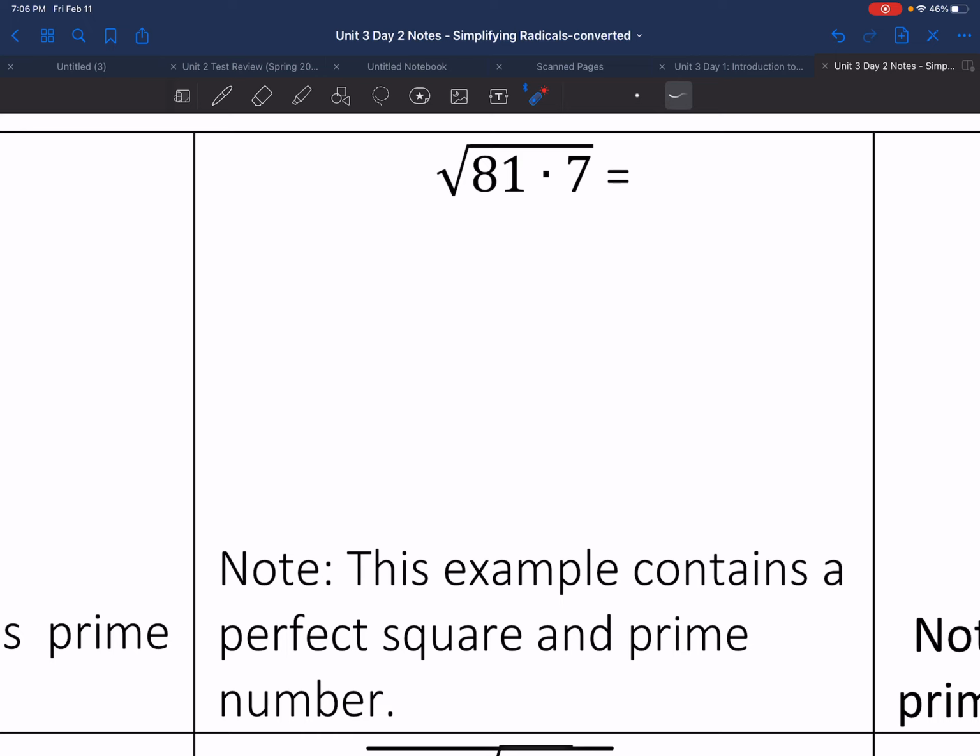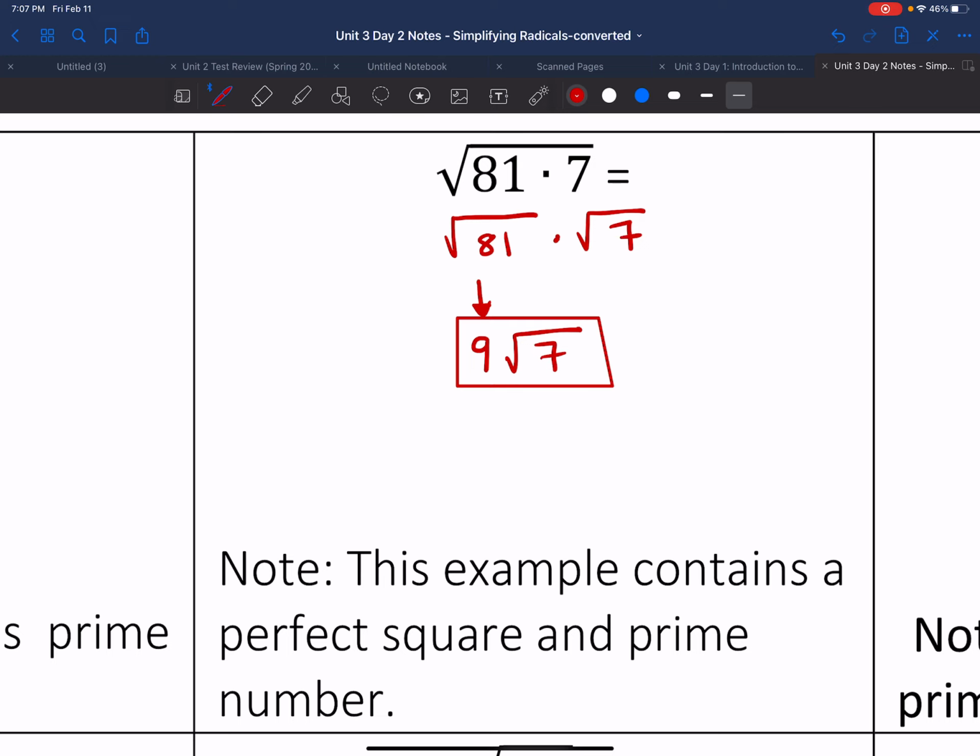So we could do prime factorization, or I could tell you that you can rewrite this as the square root of 81 times the square root of 7. They are the same thing. Okay, and we know that the square root of 81 is just 9. And then the square root of 7, this right here is a prime number. I can't break that down. And it doesn't have a pair. It doesn't have a buddy at all. So I can go ahead and just leave that as my answer.